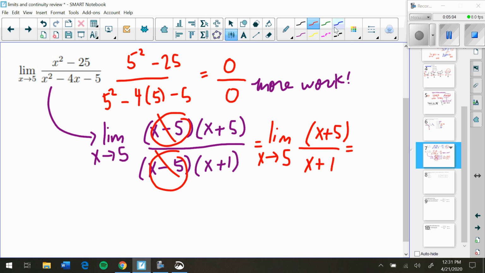And here's the good news. We can now plug in this 5. 5 plus 5 is equal to 10. 5 plus 1 is equal to 6, and we get a final answer of 5/3. Yay!